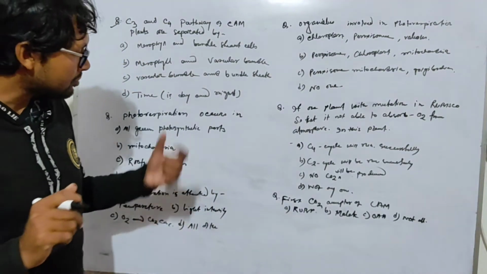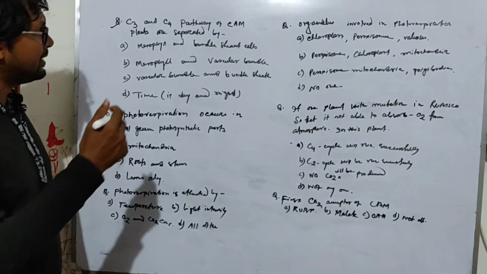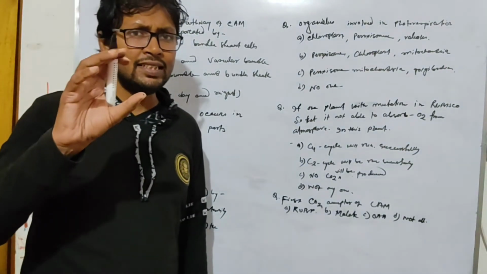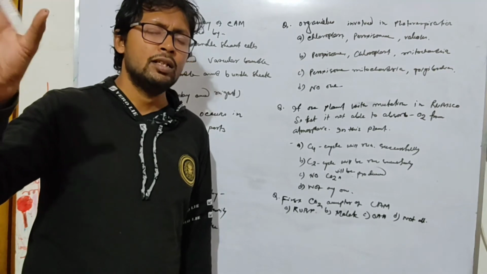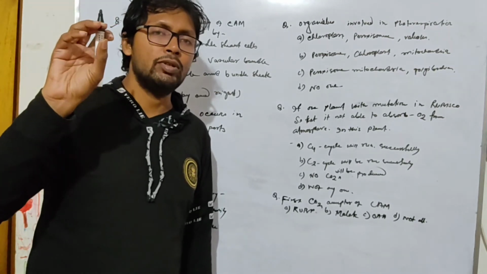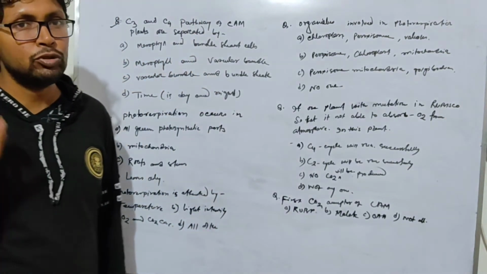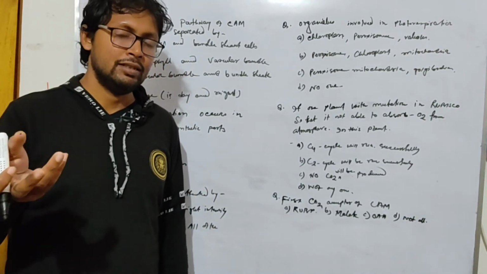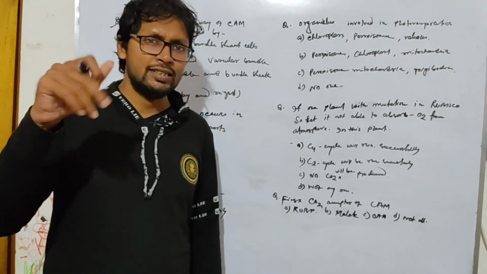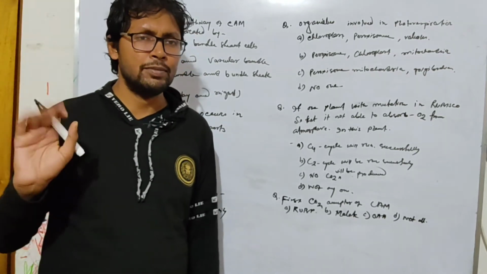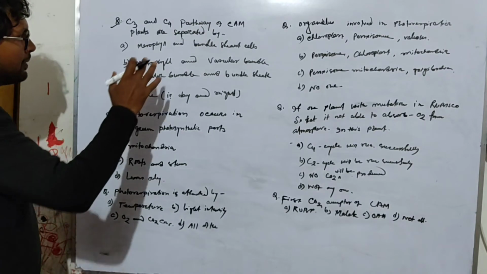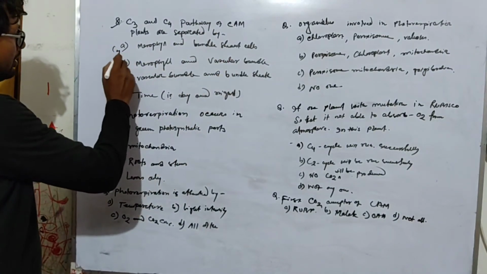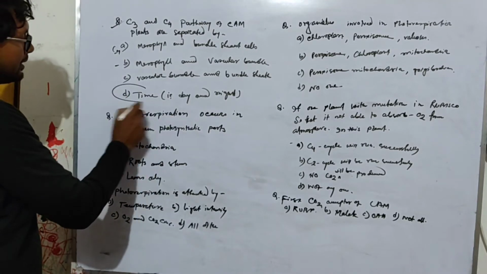Now, in CAM, the C3 cycle and C4 cycle run in different places in the case of C4 plants. We know that in C4 plants, the C3 cycle runs inside the bundle sheath cell, and the C4 cycle is mostly present in the mesophyll cell. So in CAM it is not separated by mesophyll and bundle sheath cell. That is a C4 character. Only time is the factor.